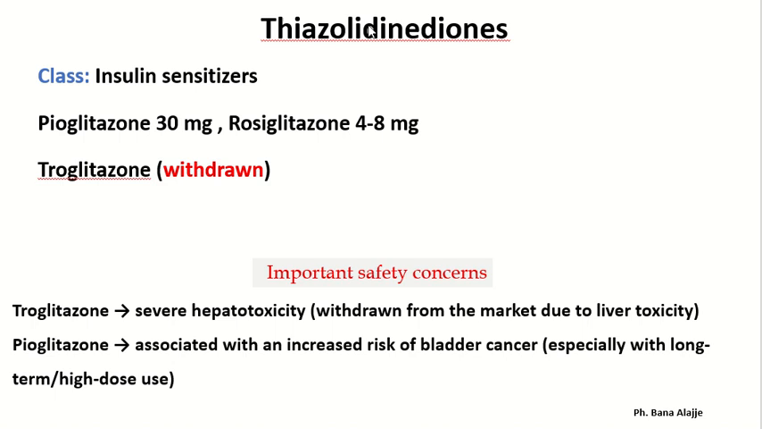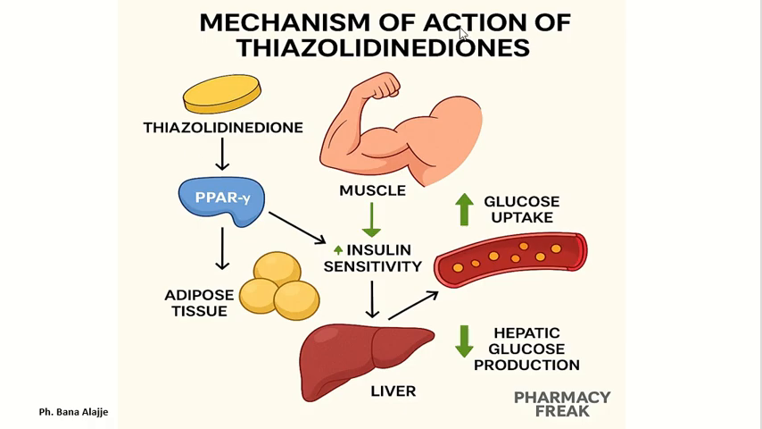And now about thiazolidinediones. They are insulin sensitizers. The main drugs are pioglitazone and rosiglitazone. Troglitazone was withdrawn due to hepatotoxicity. About the mechanism of thiazolidinediones, they activate PPAR gamma receptors, improving insulin sensitivity and reducing glucose production in the liver.